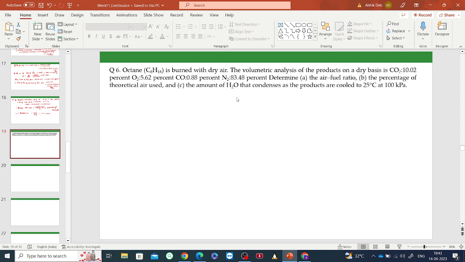So, octane is burnt with dry air. The volumetric analysis of the products on a dry basis is carbon dioxide 10.02%, oxygen 5.62%, carbon monoxide 0.88%, and nitrogen 83.48%. For this volumetric analysis, determine the air fuel ratio, the percentage of theoretical air used, and the amount of water that condenses as the products are cooled to 25 degrees Celsius at 100 kPa.